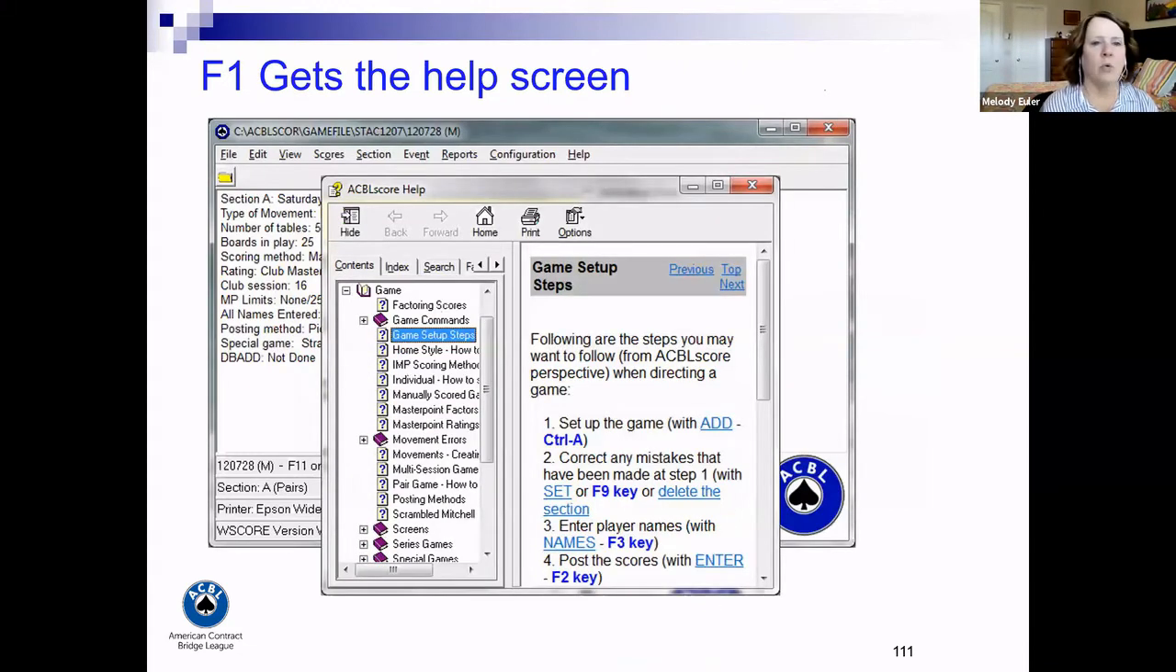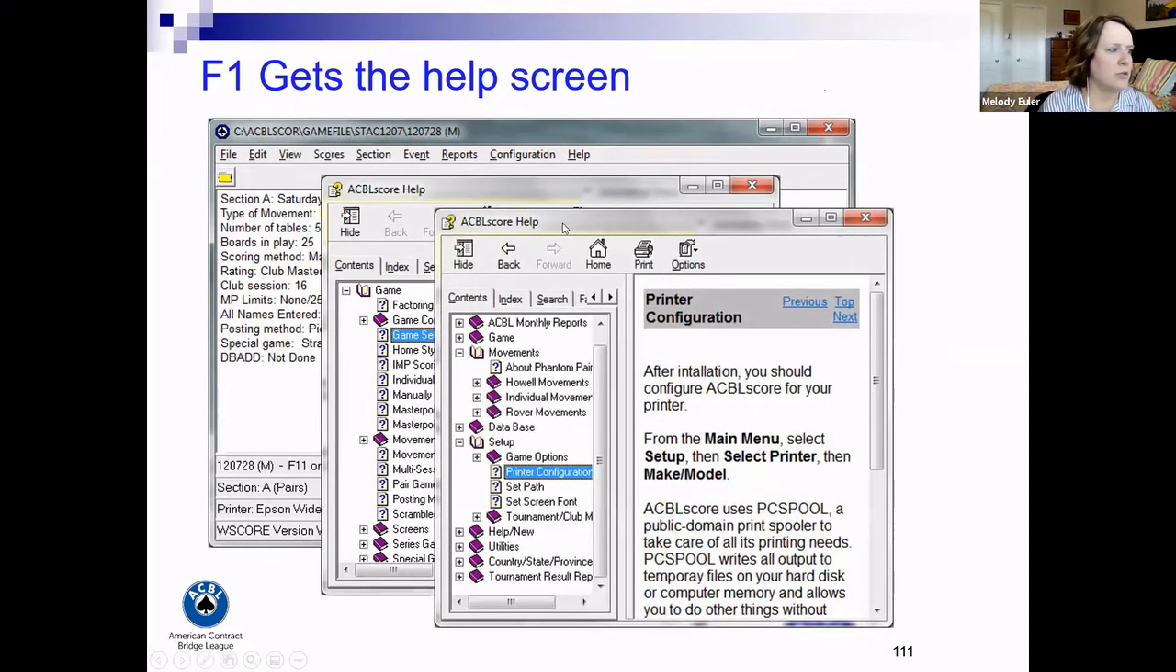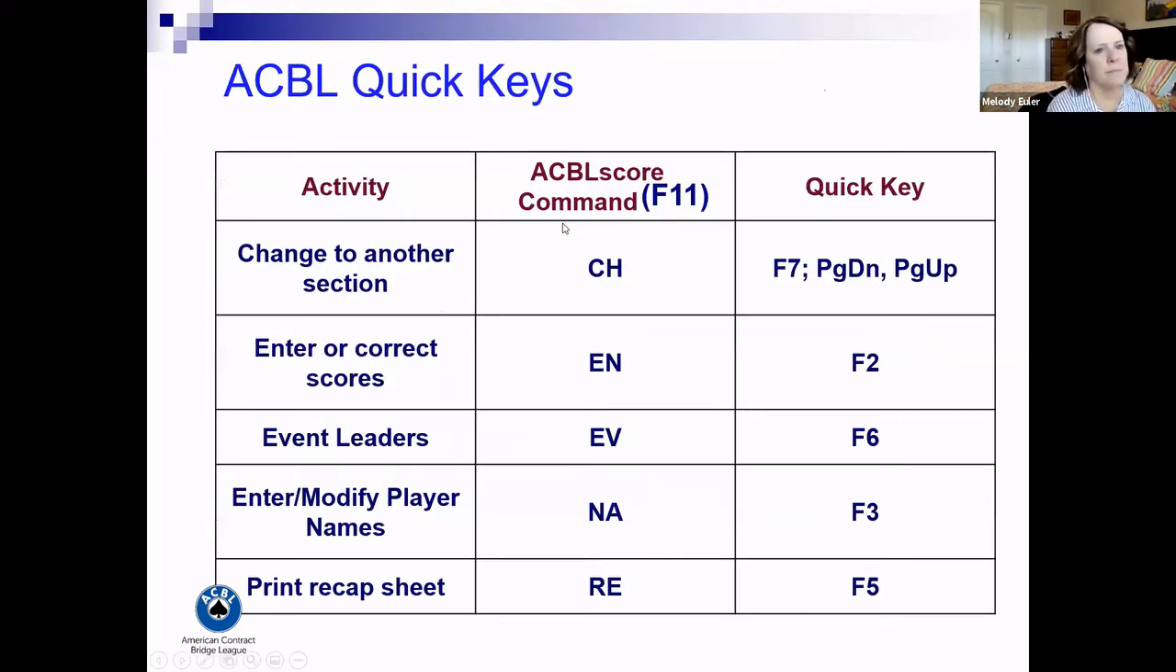We want to cover a few things here. When you're in your game, if you choose the F1 function key, there are helps available where you can do a search and ask questions about certain things, setups, problems that you're encountering, ways to do different things. So that's one way to get some help. There's more than one way to skin a cat in ACBL Score, and there are a lot of different ways to do several different functions.